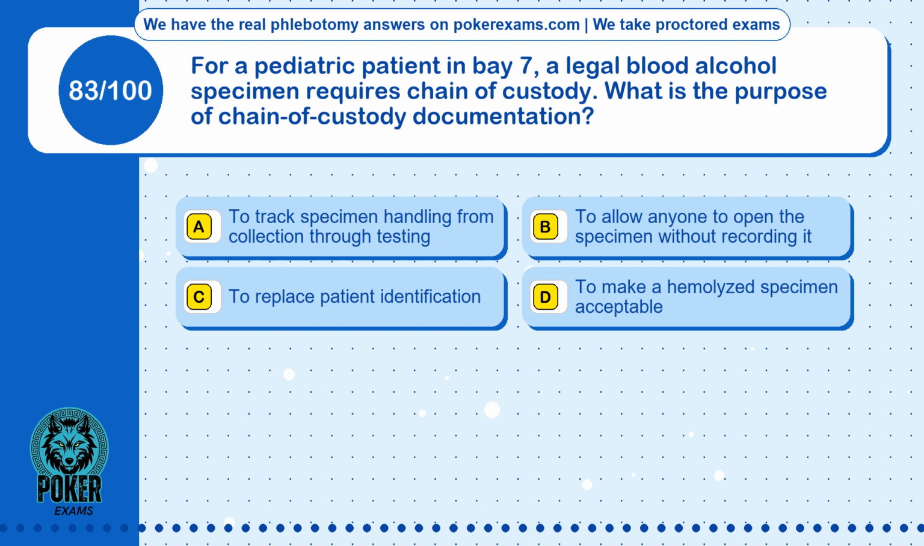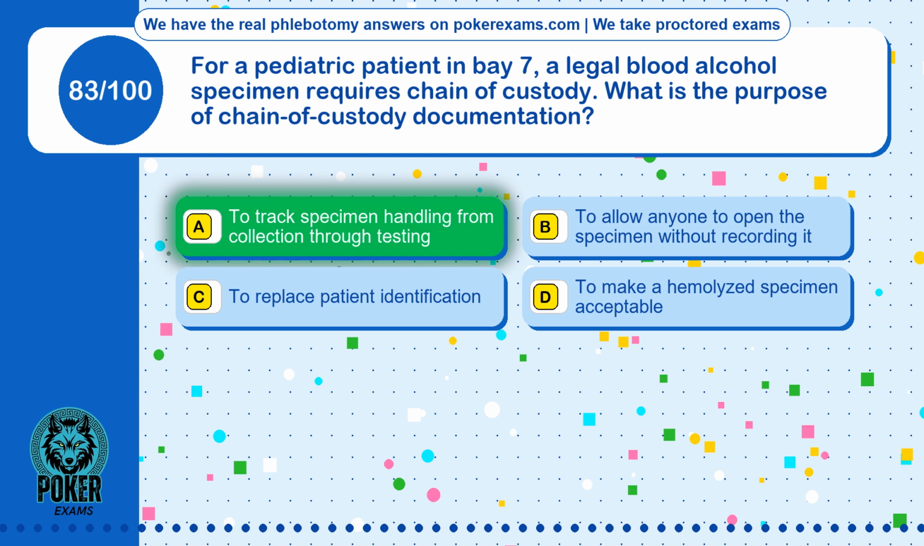Question 83. For a pediatric patient in Bay 7, a legal blood alcohol specimen requires chain of custody. What is the purpose of chain of custody documentation? Option A. To track specimen handling from collection through testing. Option B. To allow anyone to open the specimen without recording it. Option C. To replace patient identification. Option D. To make a hemolyzed specimen acceptable.